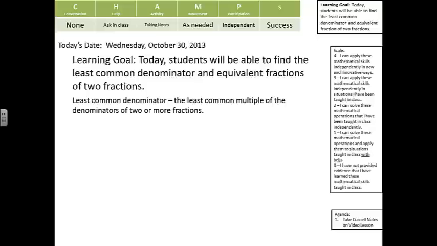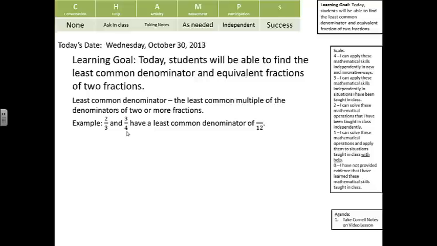So first let's start with the definition. The least common denominator is the least common multiple, that's what we just learned how to find, of the denominators of two or more fractions. So we have an example here. If we have 2/3 and 3/4, we're going to find the least common denominator, which is the least common multiple of 3 and 4. So if we look for the least common multiple of 3 and 4, we look at the multiples of the larger of the two, that's 4. And we look at the multiples and see if 3 is also a common multiple with that.